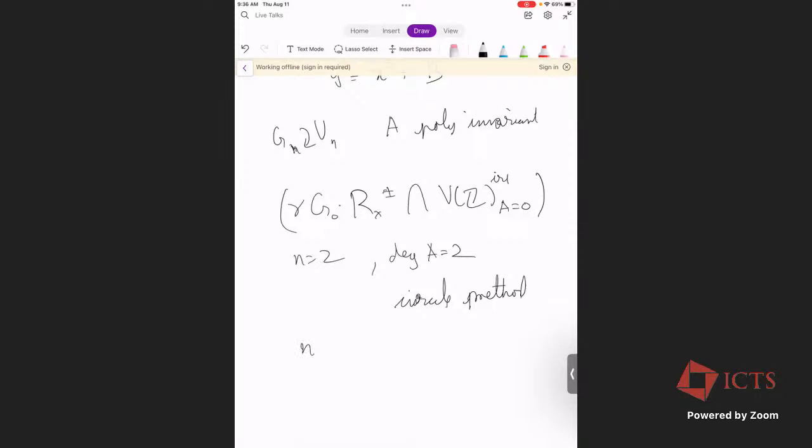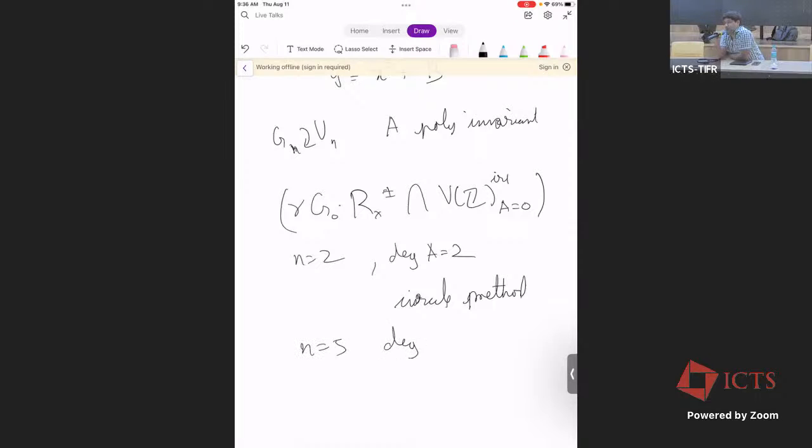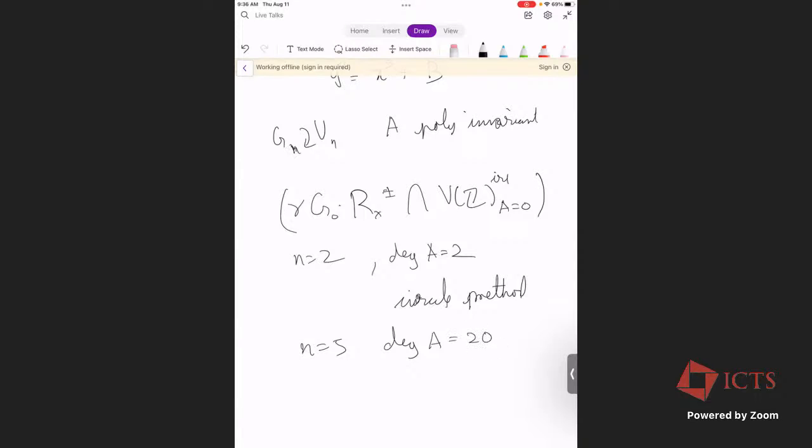So you're saying that for n equal to 2, they compute the exact size of the 2-Selmer group. But when n is 5, for example, the degree of a is 20, and then you're out of luck. The circle method is not going to do anything.